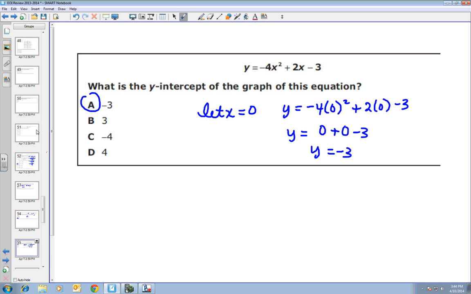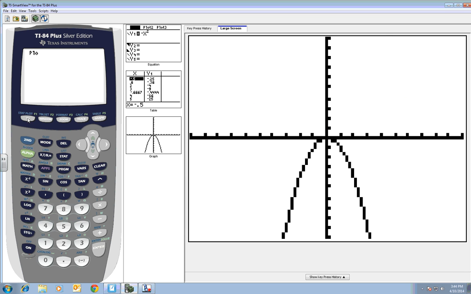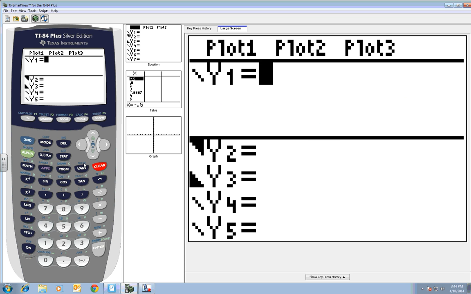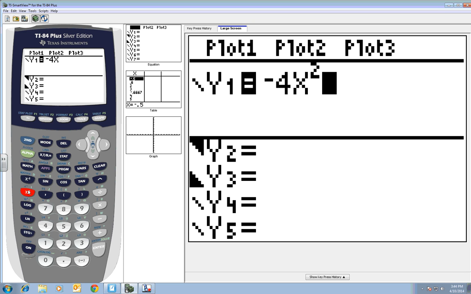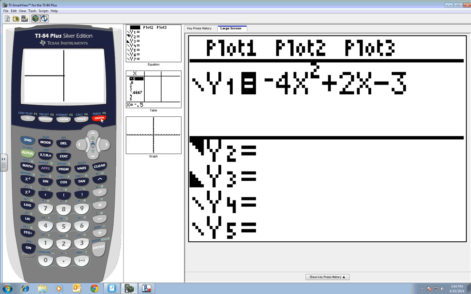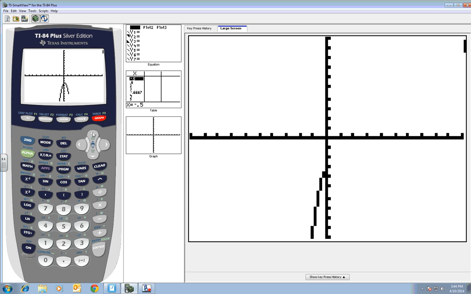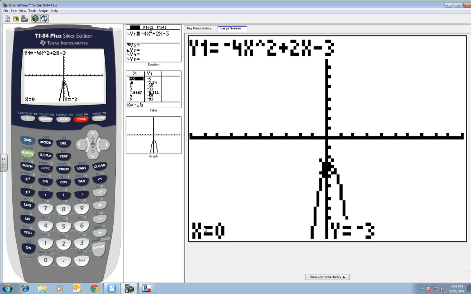If I didn't know or remember how to do that, I'd put that in my y equals: negative 4x squared plus 2x minus 3. Graph it and see where it crosses the y-axis. And it crosses the y-axis, it looks like, at negative 3. I can hit trace. When x is 0, y is negative 3.